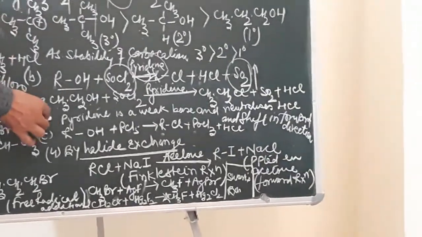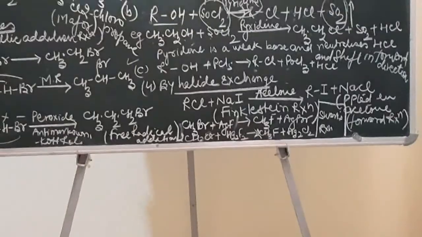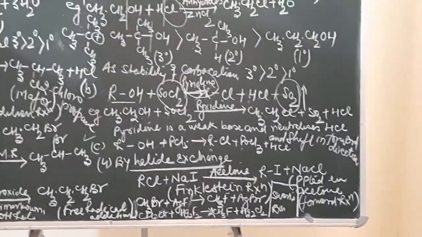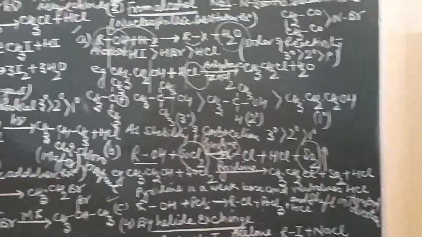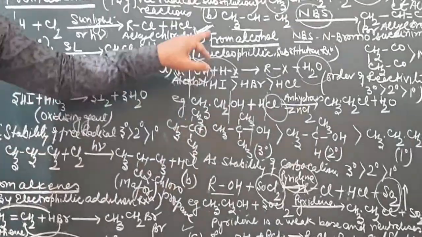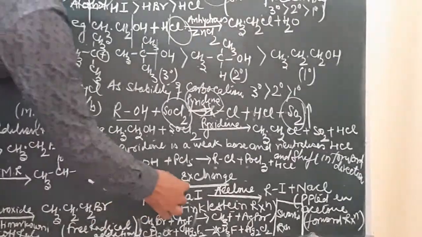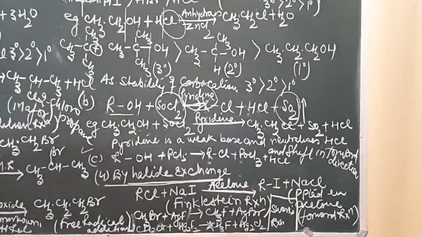These three reactions we have written over here. When we discuss the chapter on alcohols, this will become the property of alcohols. Over here, these are the methods of preparation of haloalkanes. So, how many methods have we done by now? First one was from alkane, second was from alkenes, third was from alcohols. And the fourth method is a halide exchange reaction, which is again a very important concept.